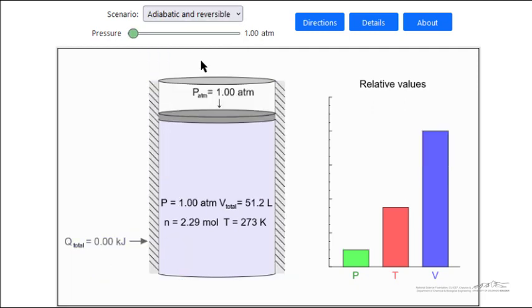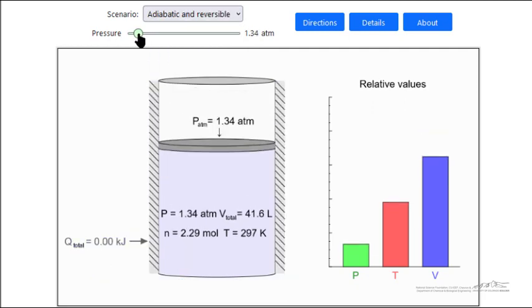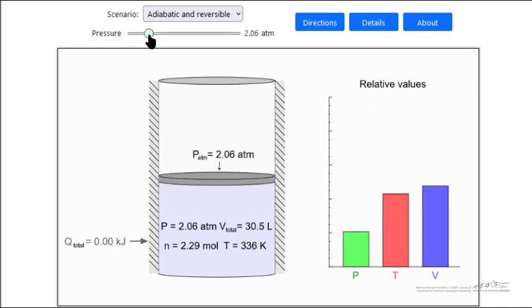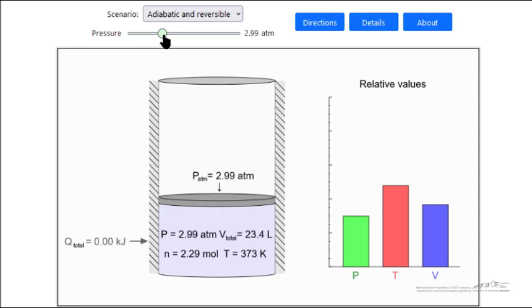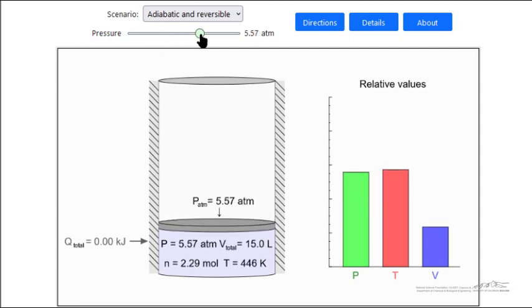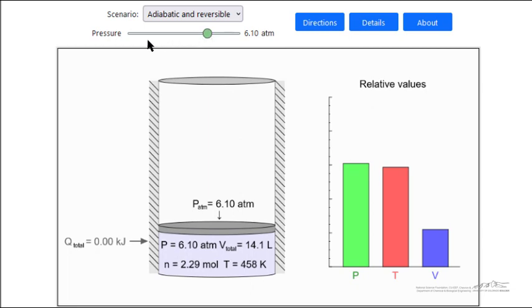For adiabatic and reversible, now I'm going to increase the pressure. Now notice all three things are changing. Pressure is increasing, volume is decreasing, temperature is increasing because we're doing work on the gas.